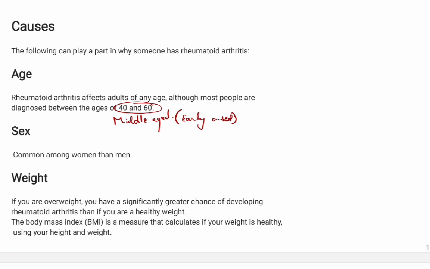Weight: if a person is overweight, then they have a significantly greater chance of developing RA than if you are a healthy weight. So determining the overweight and healthy weight is by BMI calculation. According to your height and weight, it calculates your BMI, and if it is 25 or so, then it is a healthy BMI, healthy weight.